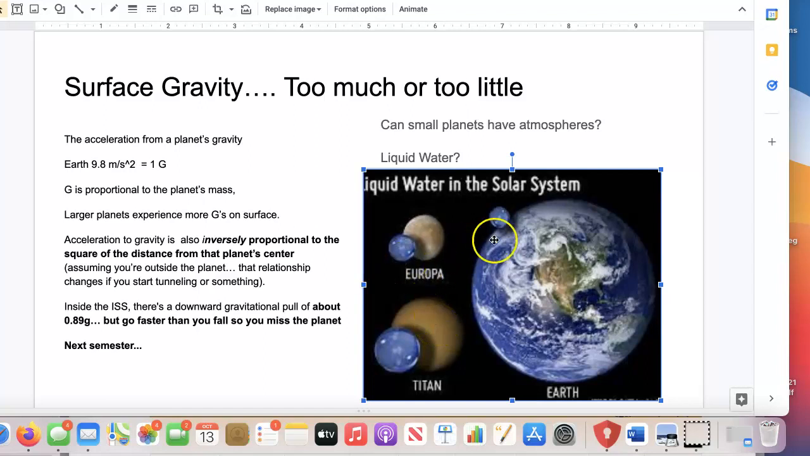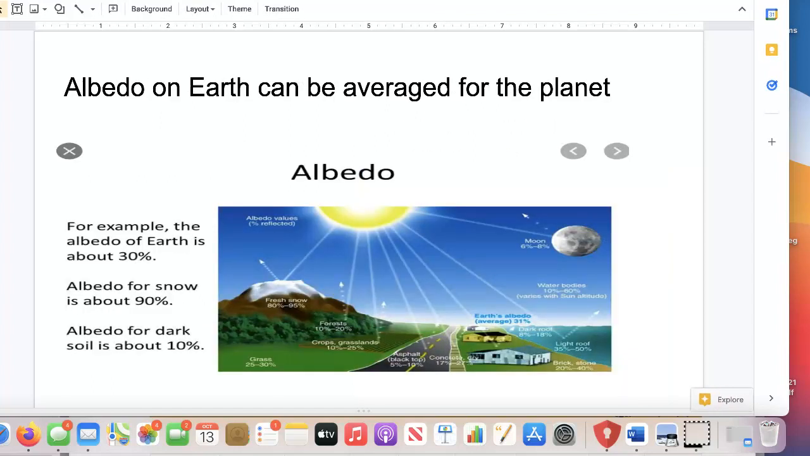But here, this little picture shows there's liquid water on Europa and Titan. Well, it's underneath a frozen layer, so it's protected from the cosmic rays blowing it away. Okay, so don't think too much about it, but just know that if you're big or small, it could affect your ability to have life and could affect your ability to have water.